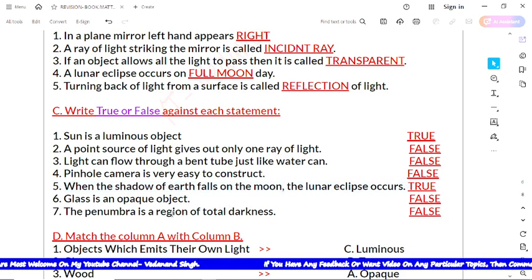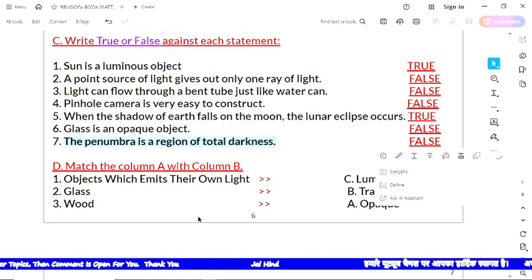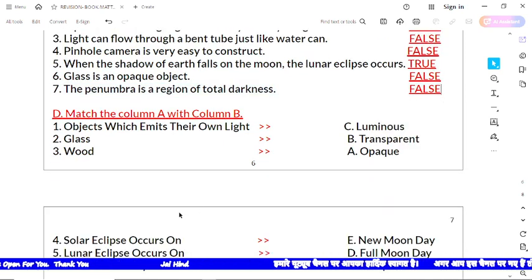Now the next: glass is an opaque object, false. This is not an opaque object. Now the next: penumbra is a region of total darkness, false. No, this is incomplete darkness. Now the match the columns section is here. I have written the correct answer in front of the option.